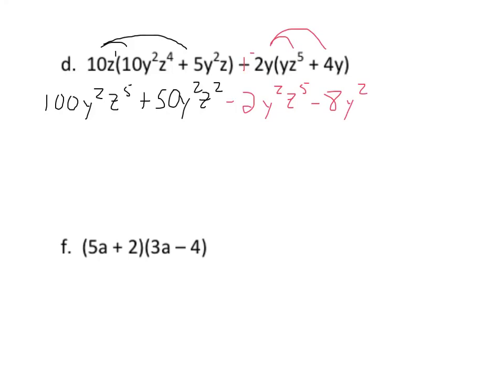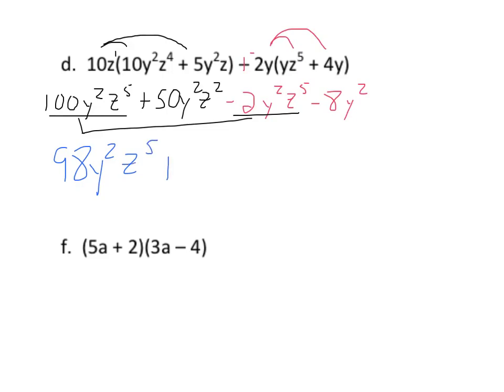So again, distributing both, now we have to make sure that we combine like terms. If we look closely, we do have a y squared z to the fifth in two different places. So those two are like terms, and that would give us 98y squared z to the fifth. And there's no other like terms, so we can just write down the remaining terms. And that is considered finished. And this ends Lesson 4.4, Video 3.